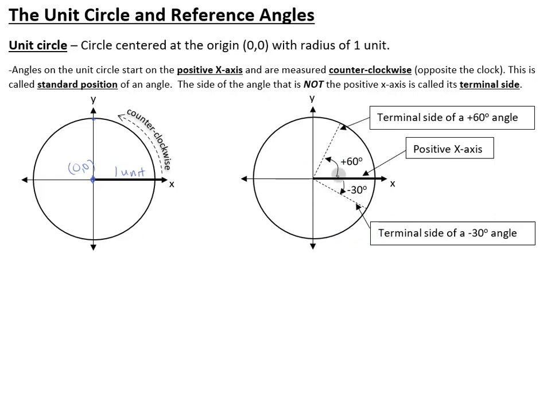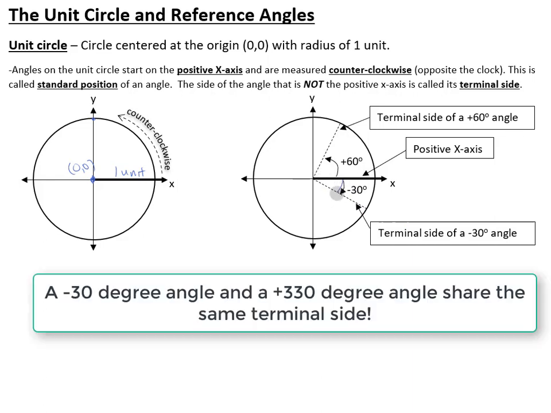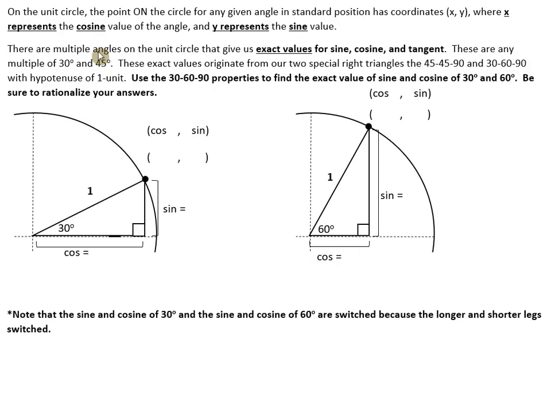And so you can go all the way up to 360, and actually you can go beyond 360. If you have a negative angle, we measure that clockwise, so going in the opposite direction. So you can see here is a negative 30-degree angle.